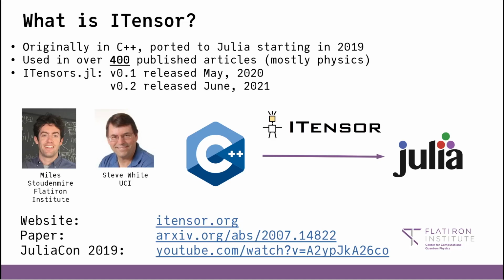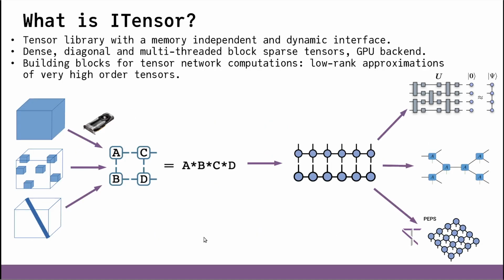Please go to the itensor.org website to get more background on the ITensor library and take a look at our recent paper and the 2019 JuliaCon talk. ITensor is a tensor library with a memory-independent and dynamic interface. It supports dense, diagonal, and multi-threaded block-sparse tensors as well as a GPU backend. The goal of the library is to provide building blocks for easily performing tensor network computations.